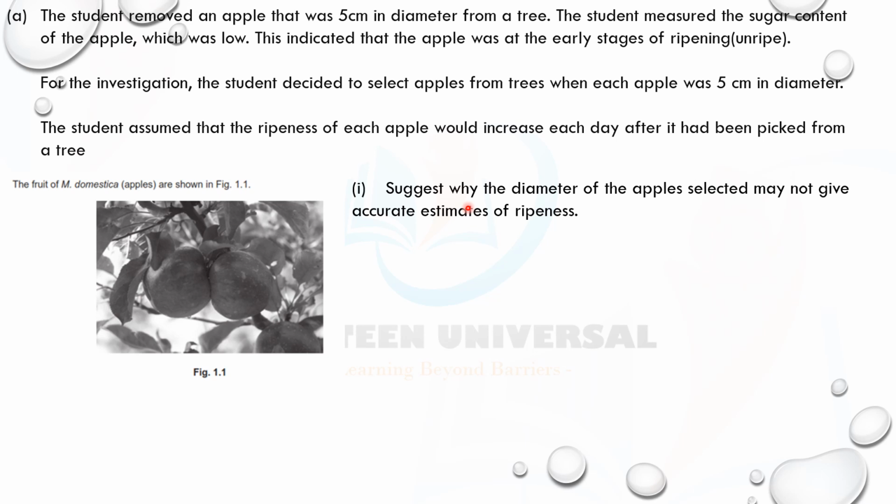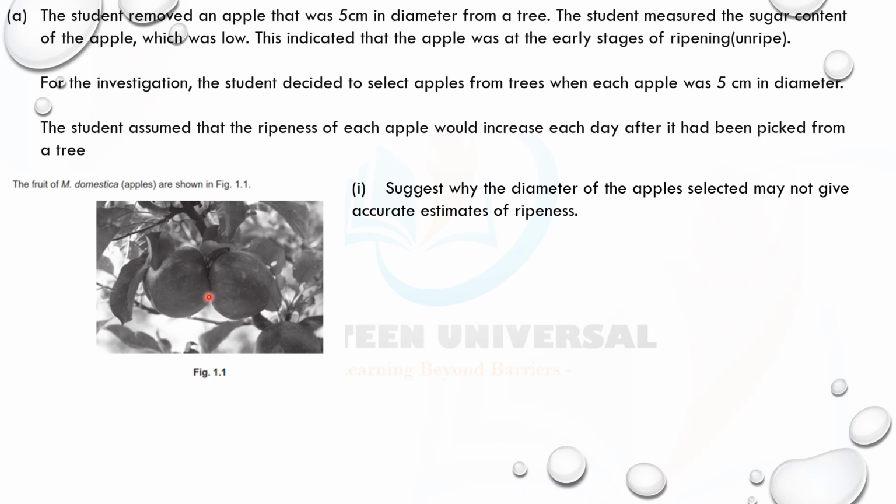different apples ripen at different times or different rates. Even though they have the same size, use your imagination, guys. Imagine this is an apple tree in your compound. Have you noticed sometimes you come, this one is ripe, this one is not ripe, even though they are the same size? So there are other factors that affect ripeness of apple. So size may not affect it. Size doesn't have any correlation with ripeness.